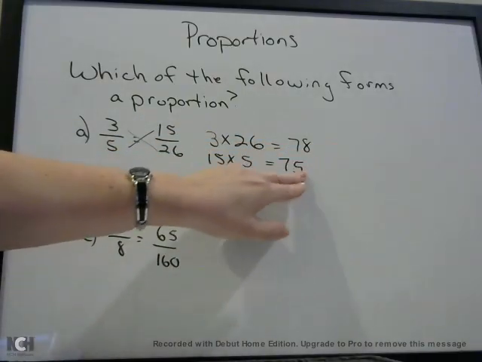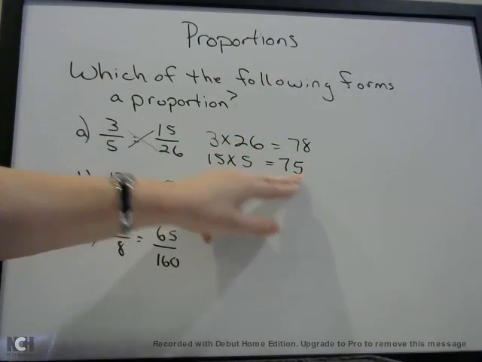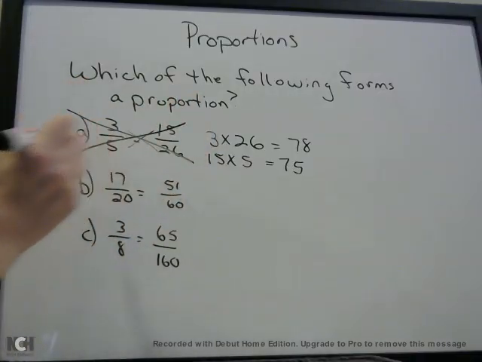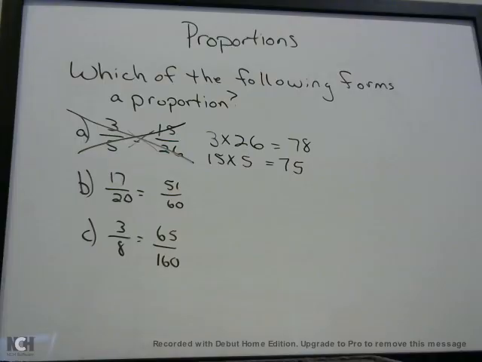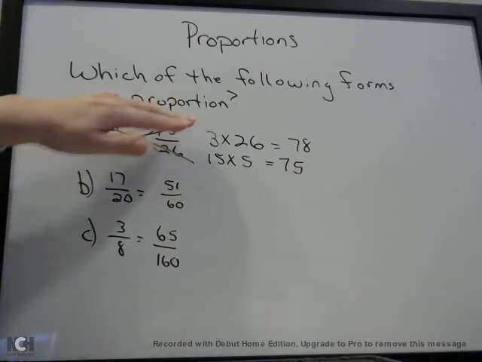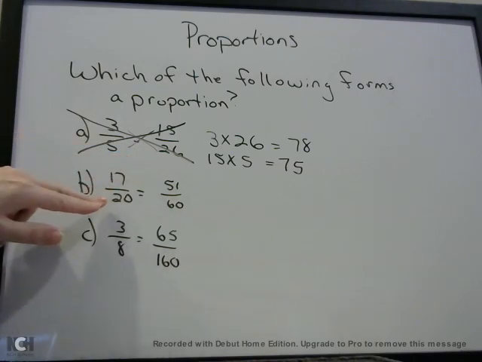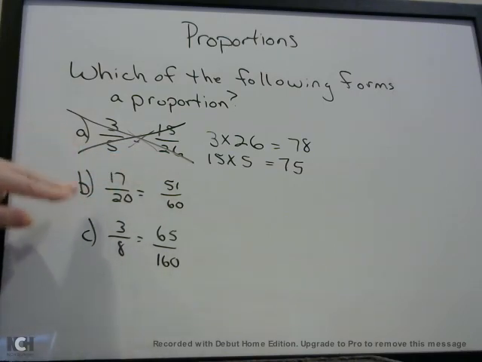Since 78 and 75 are not equal, these two fractions are not equal. So that is not the right answer, because in order to form a proportion, they have to be equal. And since they're not, this is not the right answer. So again, watch the comparing fractions video if that doesn't make sense to you. So let's go down to B. We know A is not the right answer.